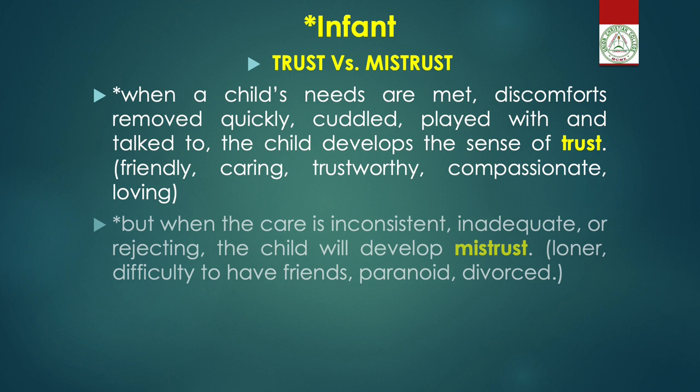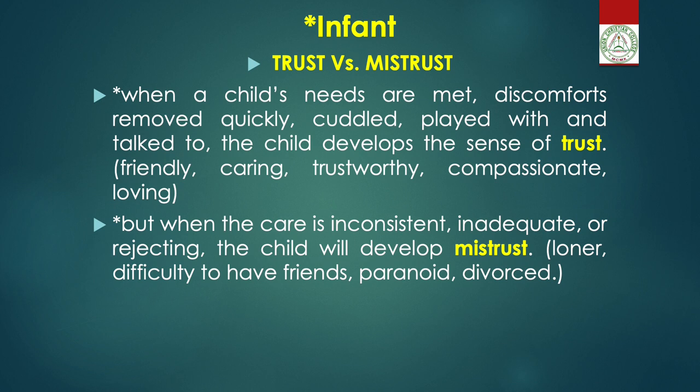However, when the care that is received by the infant is inconsistent, inadequate, or rejecting, the child will develop a sense of mistrust. Therefore, when he grows older, he will become a loner, he will have difficulty having friends, he will be paranoid, and after a marriage, he will also become divorced.